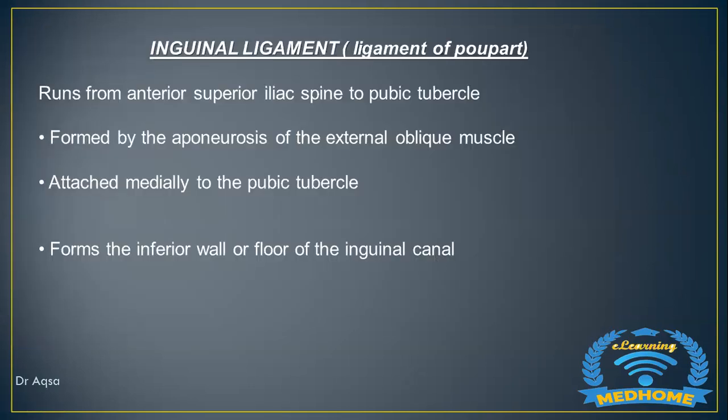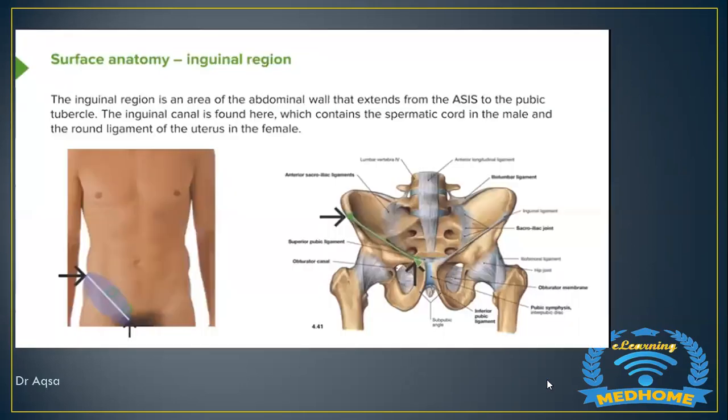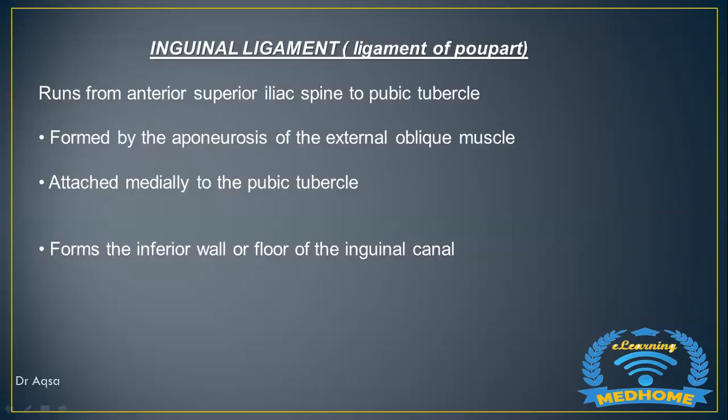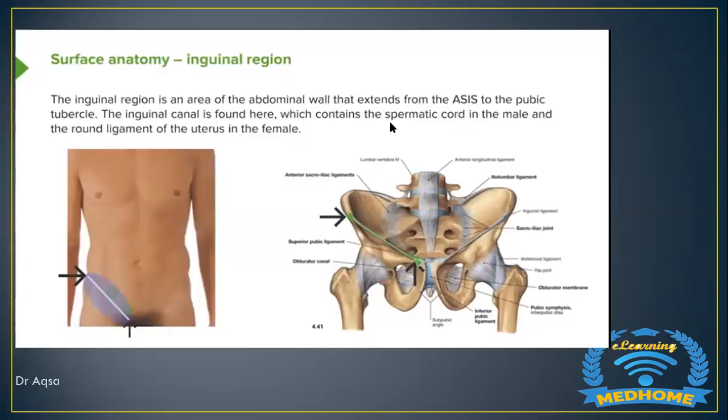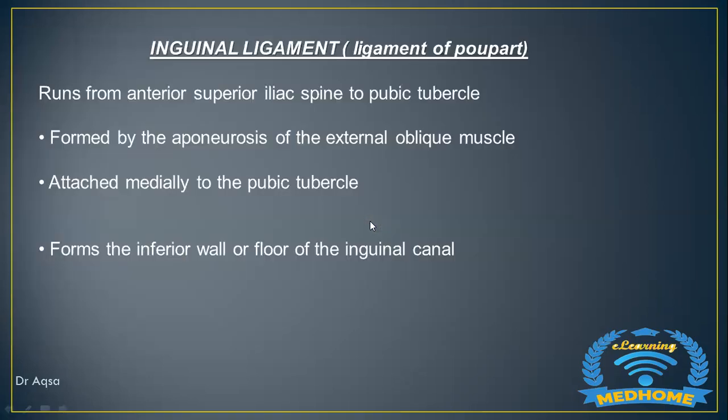And how is the inguinal ligament formed? It is formed by the aponeurosis of the external oblique muscle. And if you see here, the inguinal ligament is medially attached to the pubic tubercle. And this inguinal ligament forms the floor of the inguinal canal, because inside lies the inguinal canal that we are going to study just now.